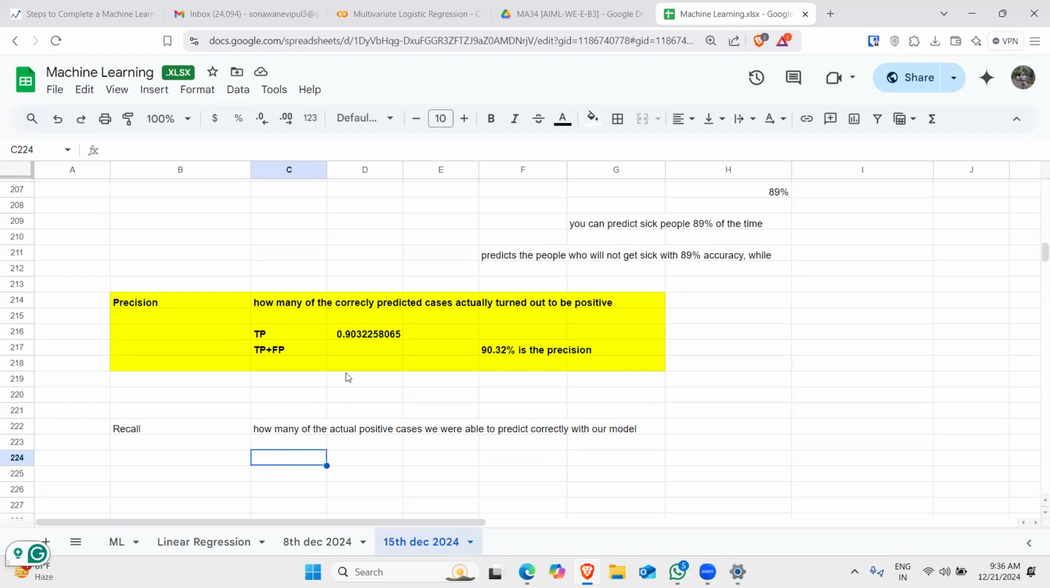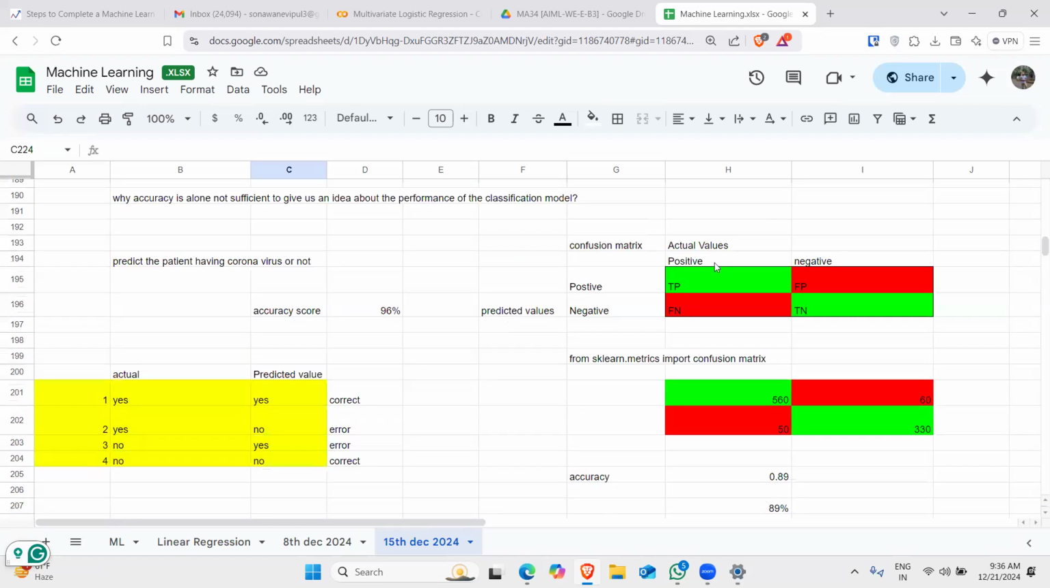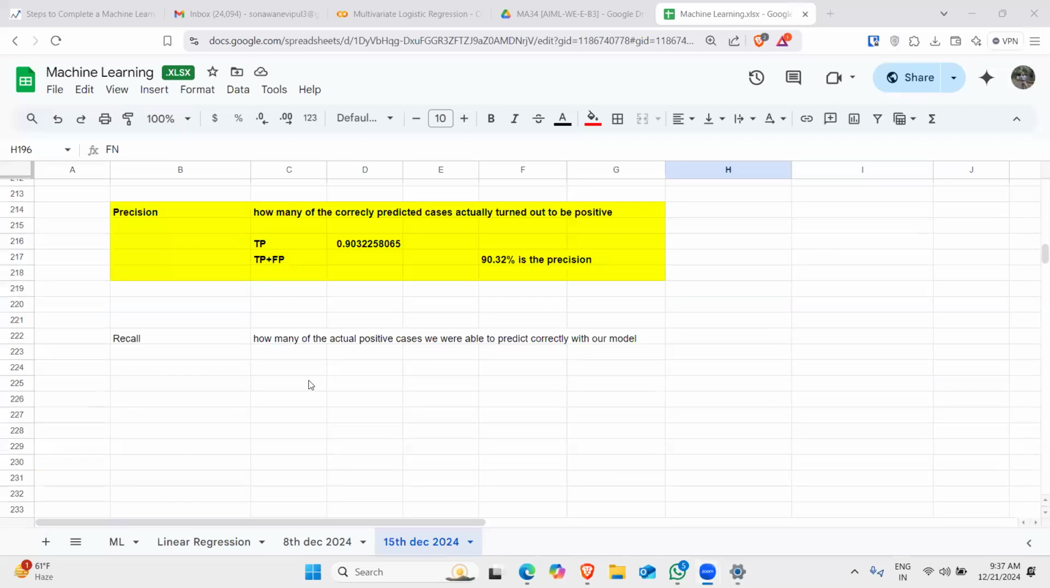So actual positive, how many we were having actual positive? This one, true positive and false positive. These were the actual positive, right? And we were only able to predict true positive. We have failed to predict this as positive, but it was actual positive, model has predicted negative. So recall is true positive divided by true positive plus false negative.